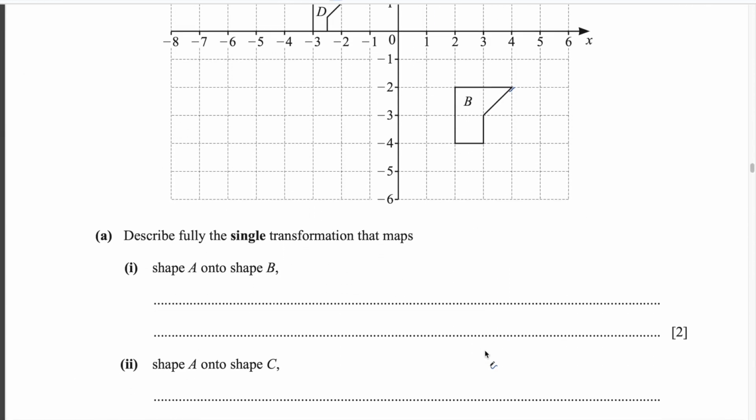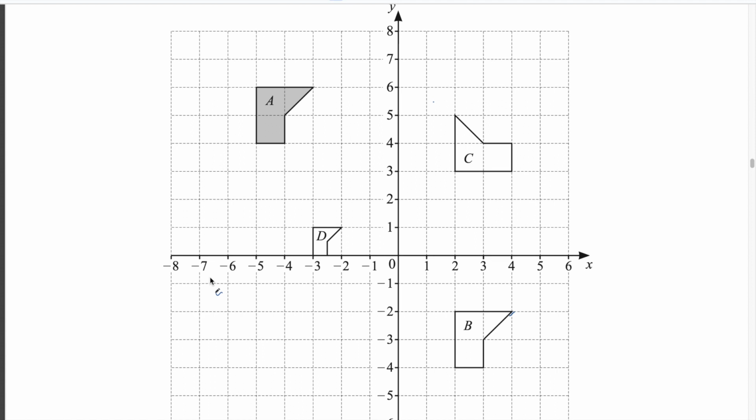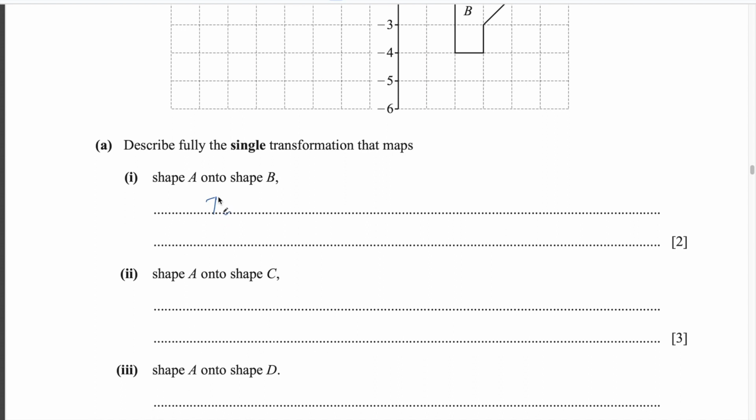Next question, question number 4. It says describe fully a single transformation that maps shape A onto shape B. As you see, shape A onto shape B, you have two shapes of the same size, so the dimensions have no change in size. Orientation didn't change, but simply the position has changed. So it is a translation.